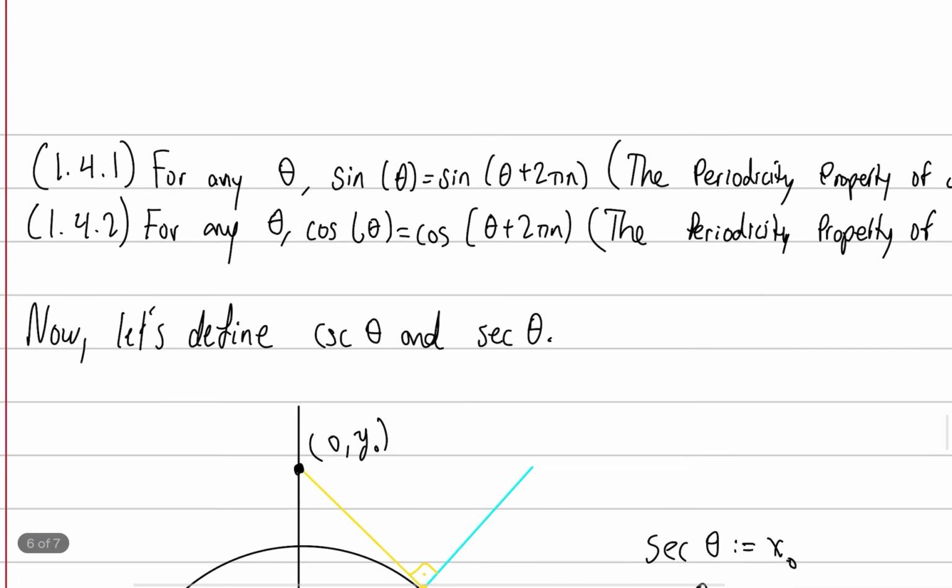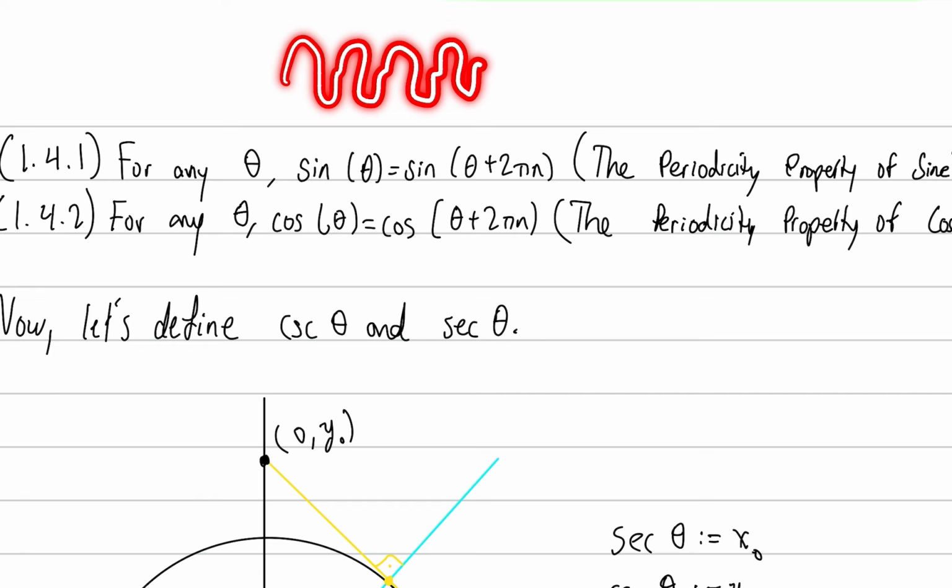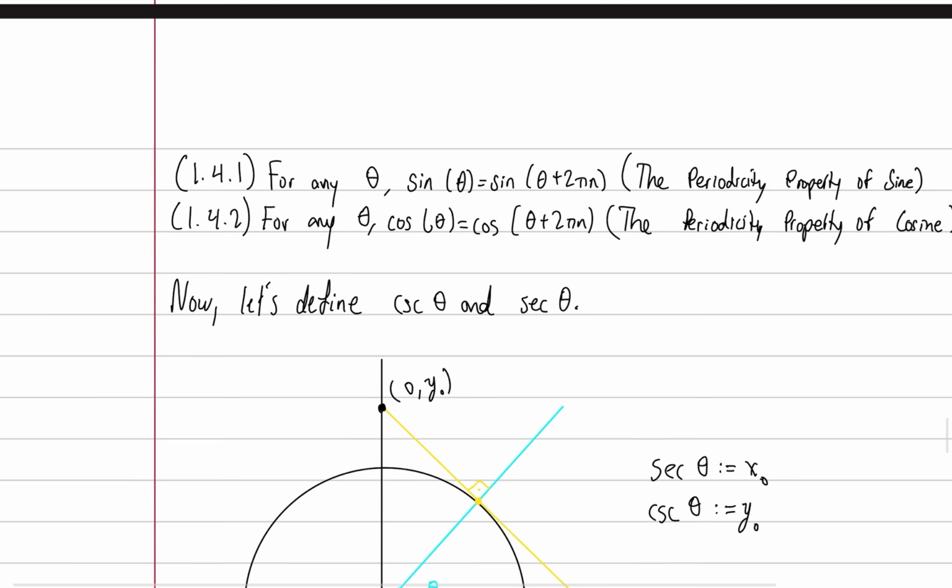In this case, if you look at the graph for sine, it's going to look like this, and then it's going to repeat itself. It's going to look like this, then it's going to look like this, then it's going to look like this, and it just repeats itself on and on forever, actually.